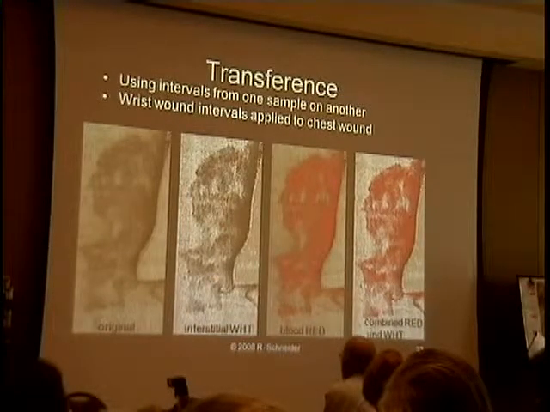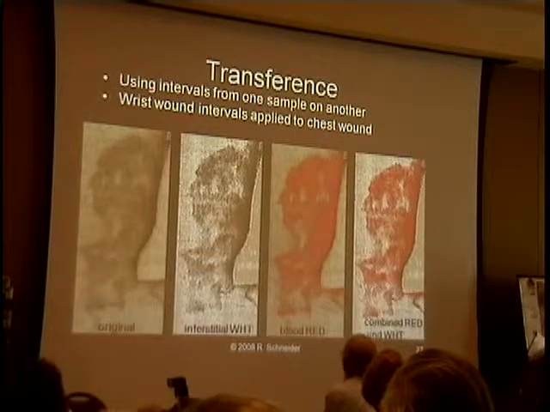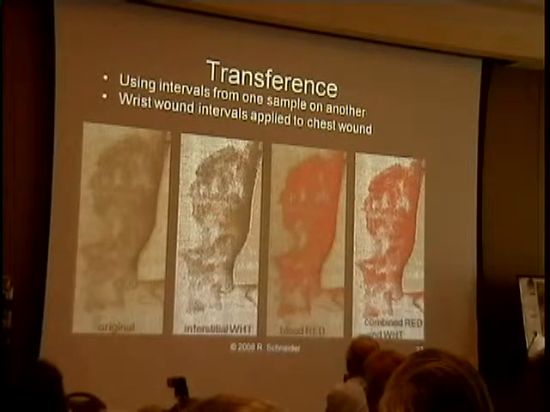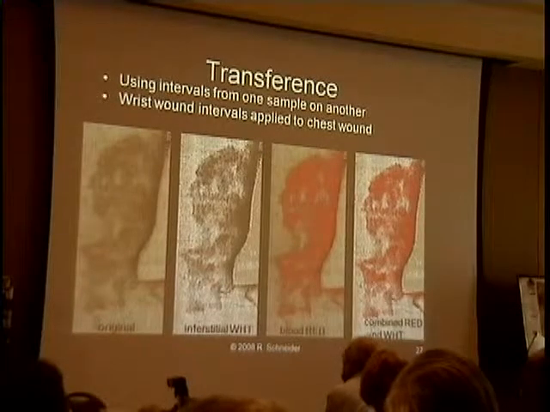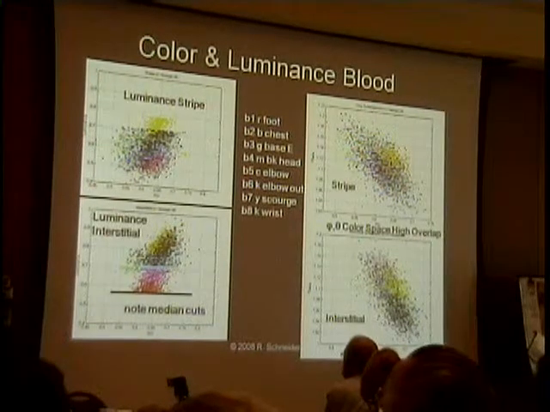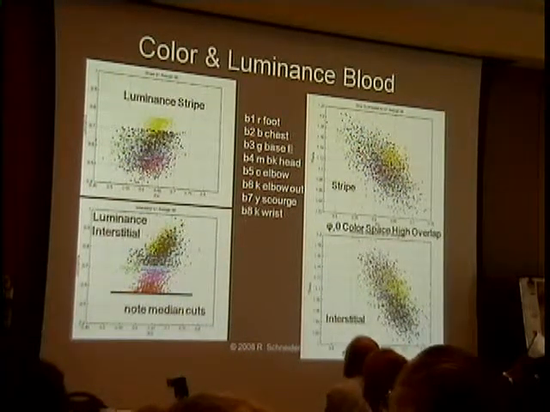So this is, I take the wrist, move it to the chest, and it works just as well on the chest, even though I didn't use the chest blood data for that. So that shows that you can transfer data from one part of the shroud to the other. This is some data. I won't go into this because I'm running out of time.